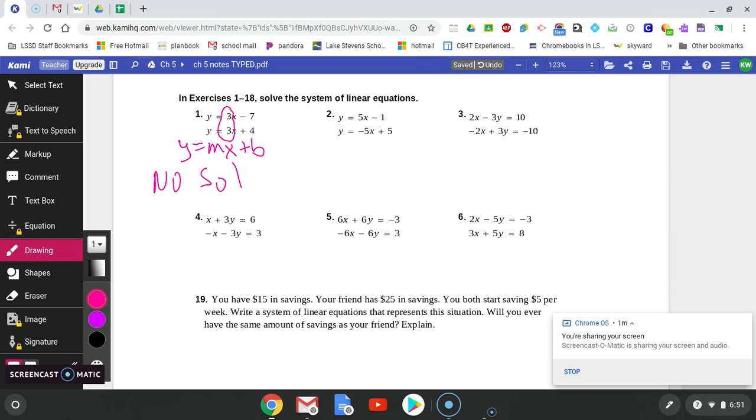Okay. Let's take a look at number 3. So on number 3, let's use elimination. This one's set up nicely for elimination.